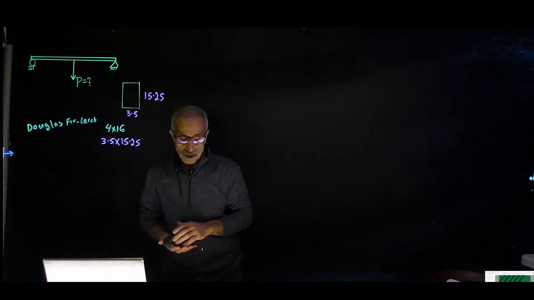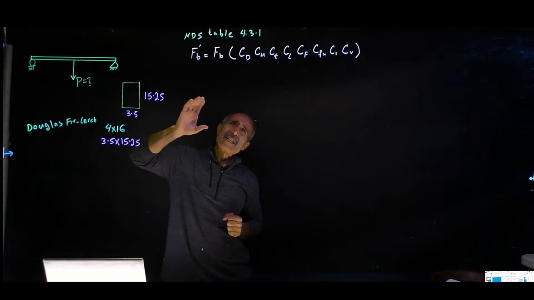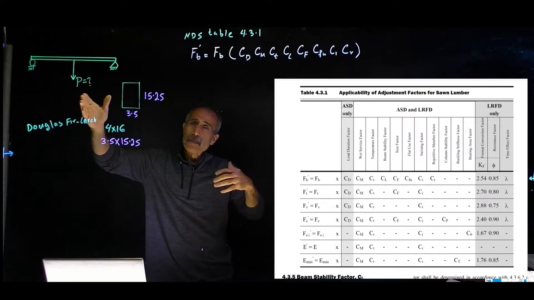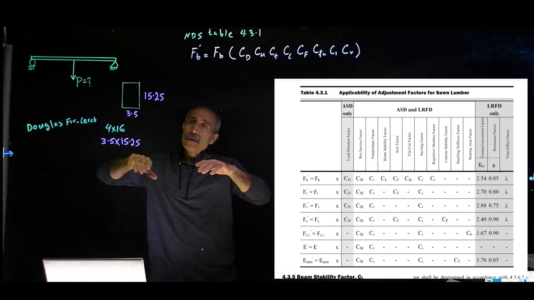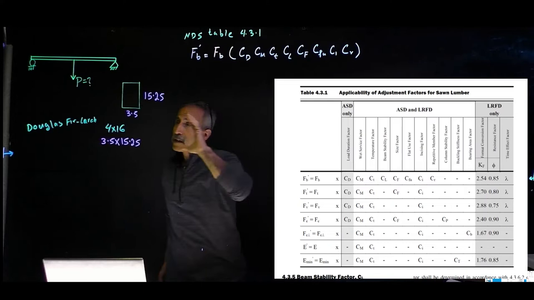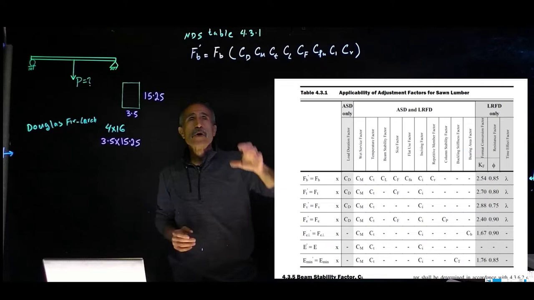In table 4.3.1, it says if you want to calculate the bending stress capacity of this beam, where the weight is down the middle, that weight causes what we call a bending moment. It bends the beam, and that bending moment causes a bending stress, and it can tell you where it's going to break. The specification says for that type of wood, Douglas fir, we know the capacity.